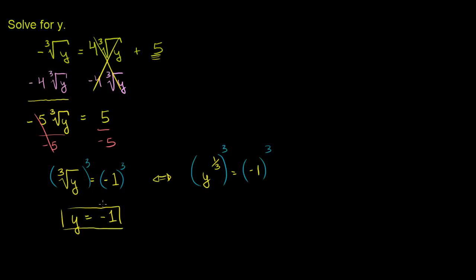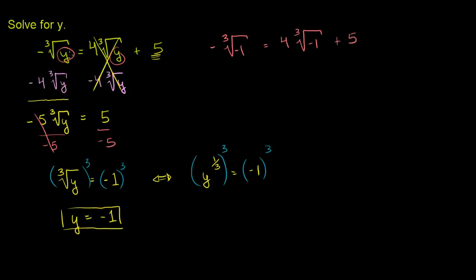Now let's make sure that it actually works. Let's go back to our original equation, and I'll put negative 1 in for our y's. We had the negative of the cube root of negative 1 has to be equal to 4 times the cube root of negative 1 plus 5. Let's verify that this is the case.